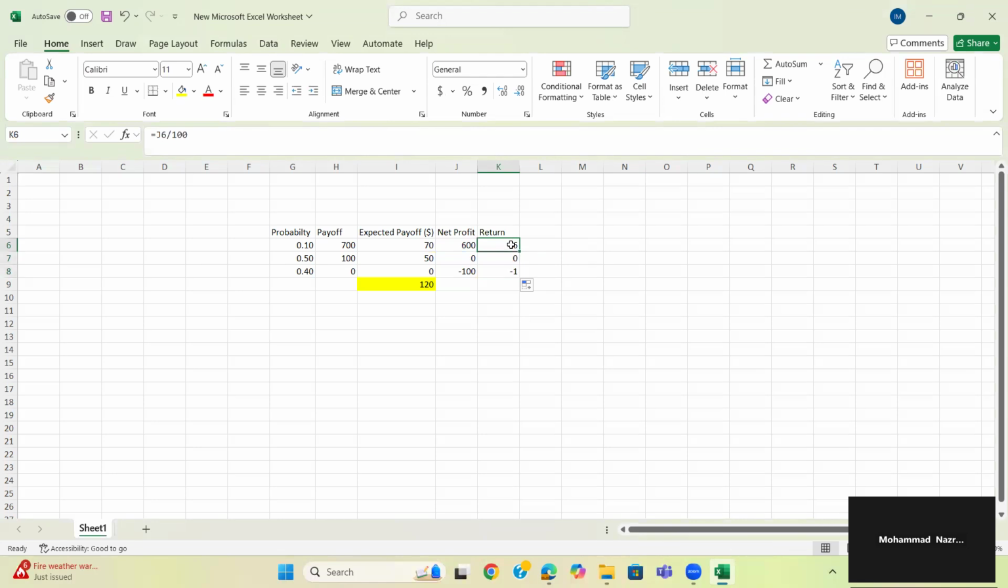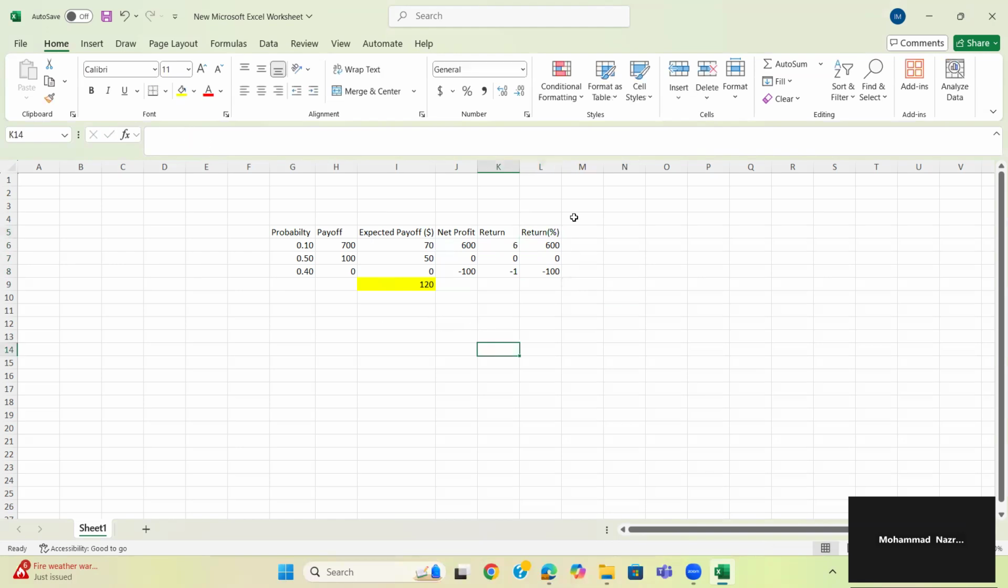If you want to get the percentage value, you just multiply this value with 100, right, to get the percentage. Which means your return is 600% for probability 10%, for probability 50% it is 0, and for 40% the chance of return is negative 100%, right? So this is your percentage value here. I can write it here.